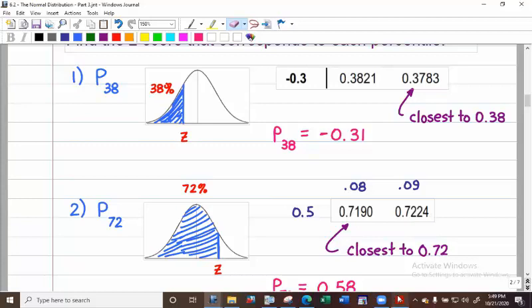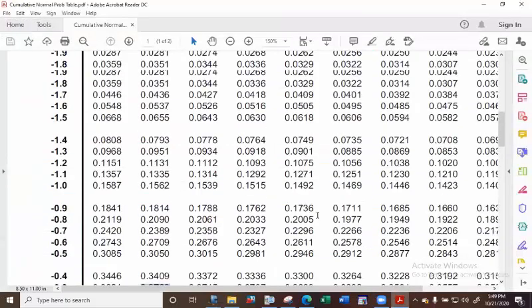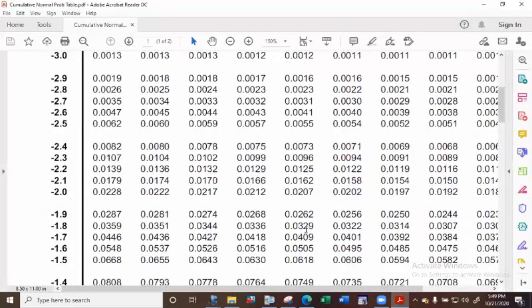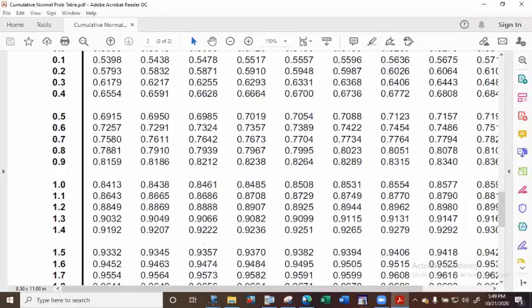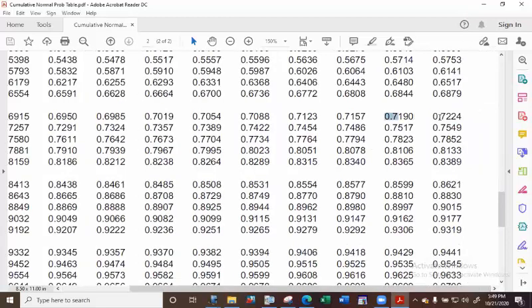So if you're using the entire chart, 0.72. Anything above 0.5 is going to be on the positive side. Once again, here it does not hit it exactly, but it's closer to 0.7190 versus 0.7224. So we're literally looking for the closest.